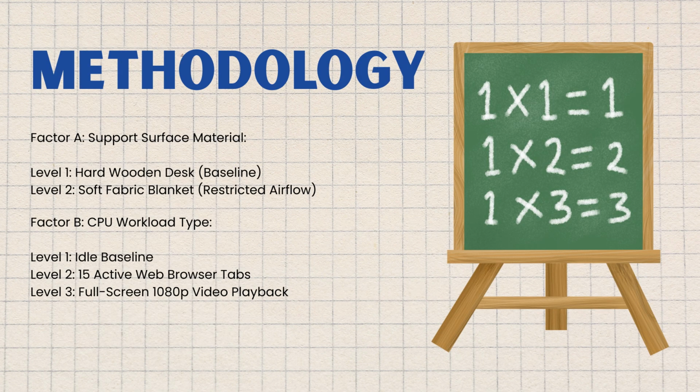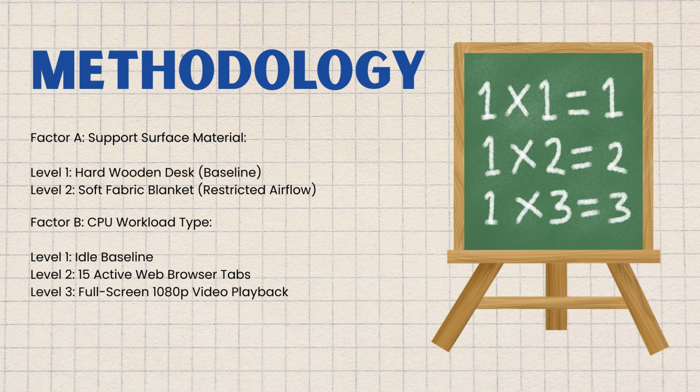Thank you, John Roman. To answer this, we utilized a 2x3 full factorial experimental design. This allowed us to measure not just the main effects, but the overlapping interaction trends between our variables. We defined factor A as the support surface, tested at two levels: a hard wooden desk, which served as our unrestricted baseline, and a soft fabric blanket, simulating severe airflow restriction.